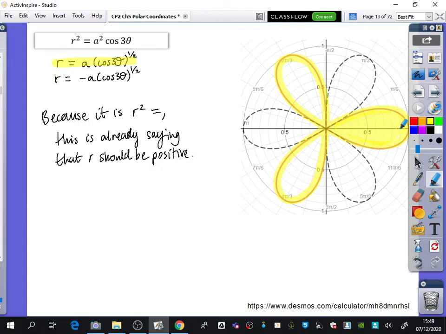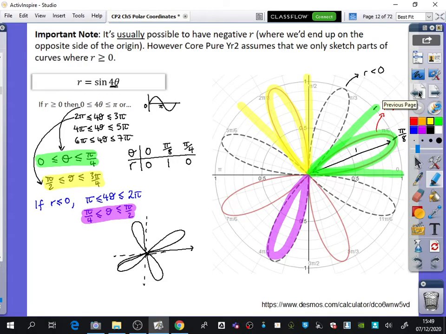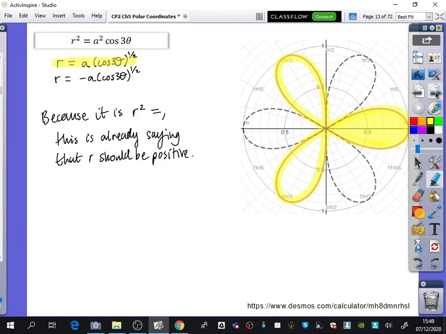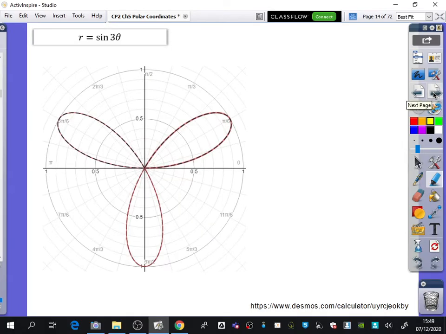Corresponding to that, the coefficient of theta is going to correspond to the number of petals. So you see on this one it was 4 theta. There were 4 positive petals. 3 theta, 3 positive petals. So it's just really to give us a bit of a hint about how some of these things work here. Now this one, I've got r equals sine 3 theta.